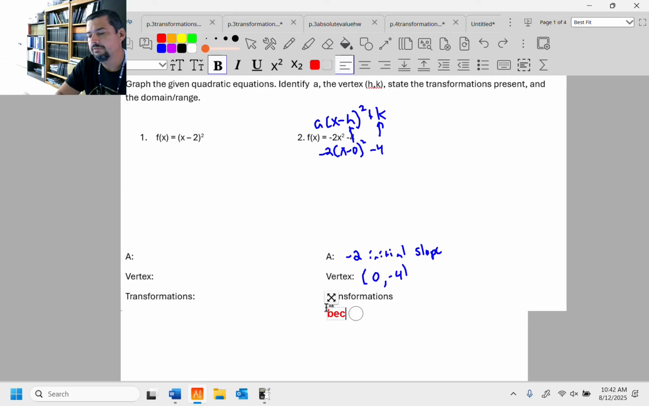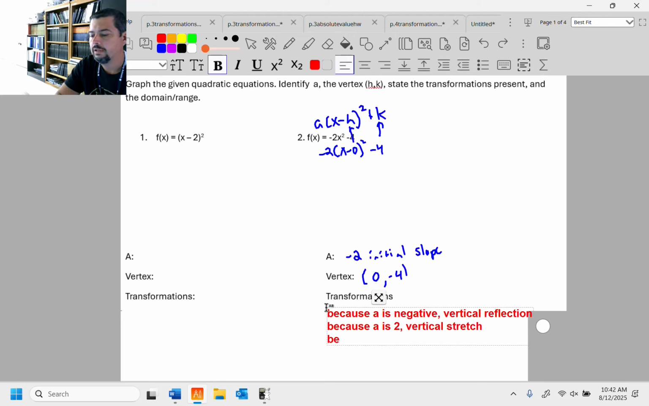Because a is negative, we have a vertical reflection. Because a is 2, we have a vertical stretch. And the last one is because k is negative 4, we have a translation of down 4. It's not horizontal. Vertical.